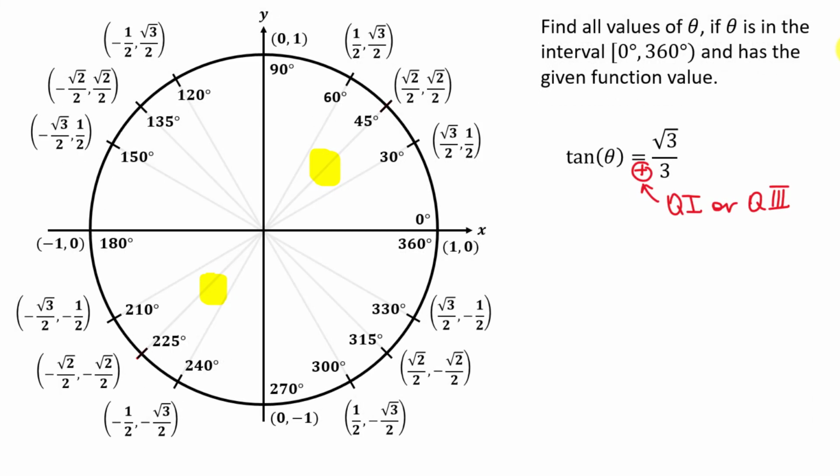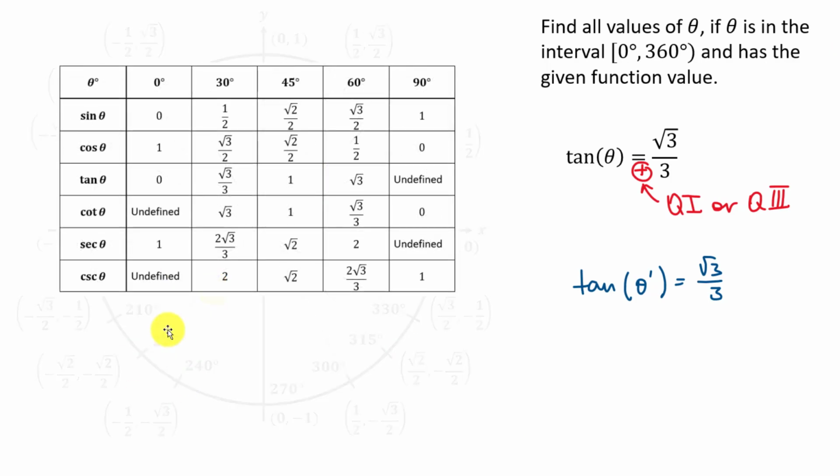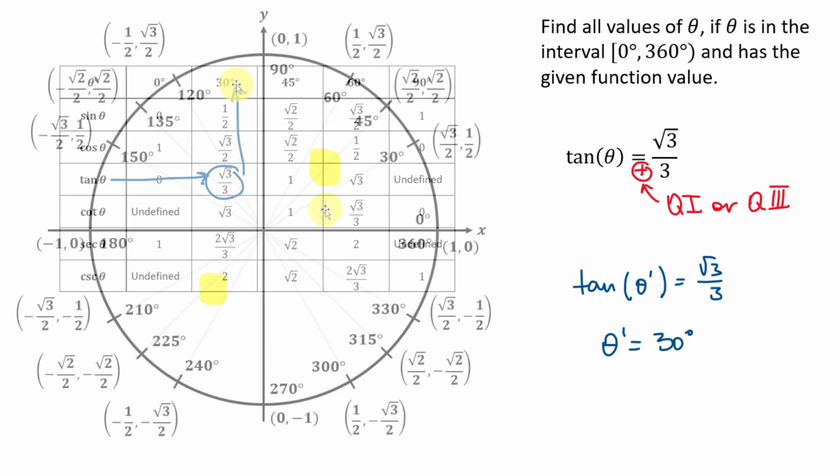Next, let's determine the reference angle theta prime. So we know that tangent of theta prime will have the same numerical part, but only positive. Well, in this case, it's going to be exactly the same. So it's going to be radical 3/3. As I look at the table of values, here's the tangent row. In that row, I need to find radical 3/3. Here it is. And that corresponds to 30 degrees. That means that theta prime, the reference angle, measures 30 degrees.